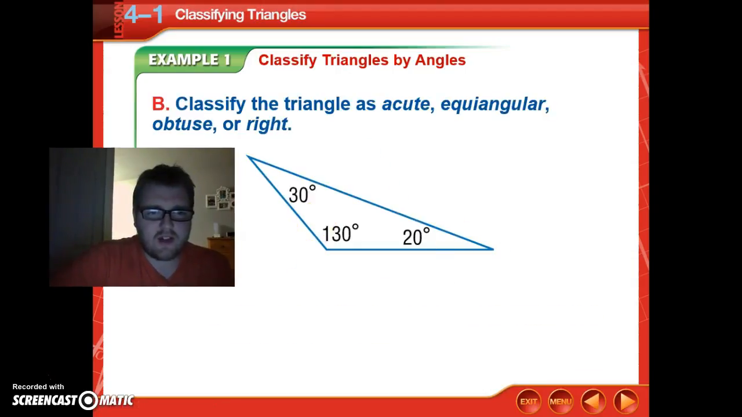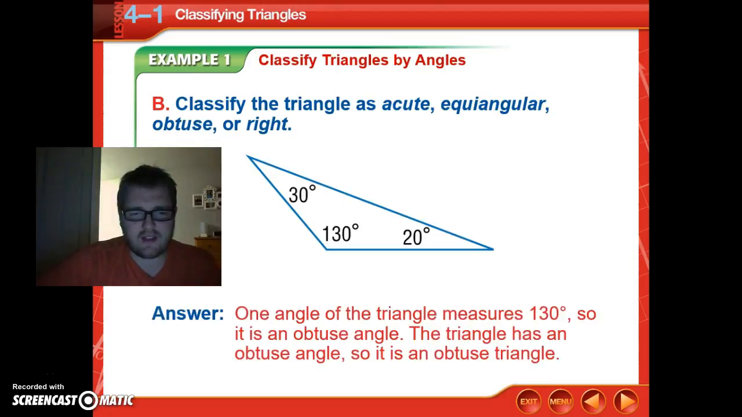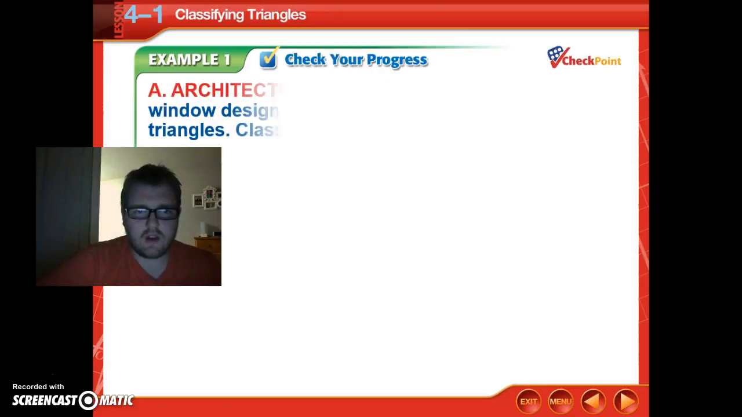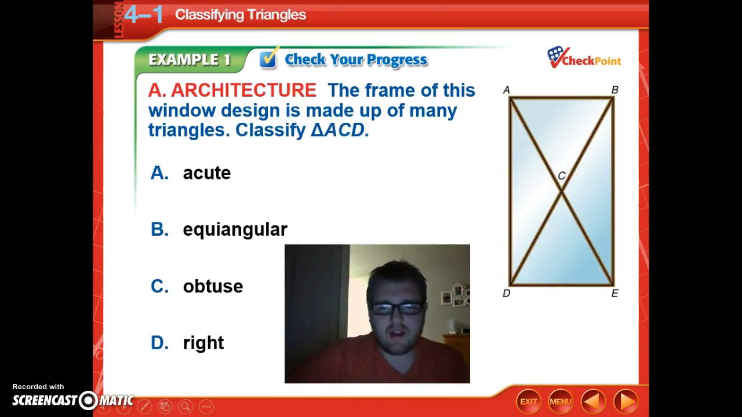So let's classify this triangle. We have 30, 20, and 130 degree angles. Notice that since one of those is greater than 90, we have an obtuse triangle here. So let's see if you can classify this triangle, triangle ACD, and you can pause the video if you need to. And now I would like you to try and classify triangle ADE.